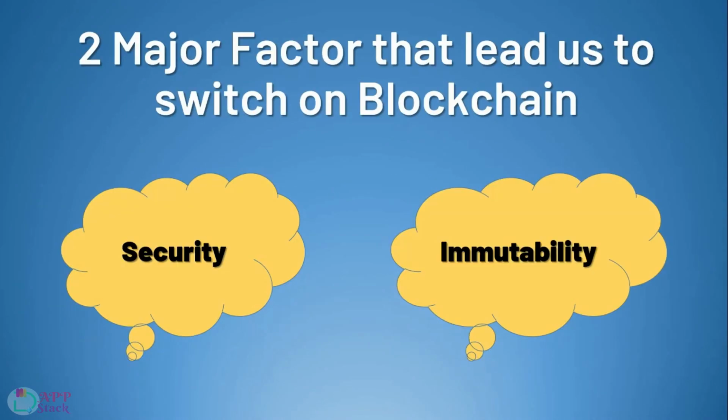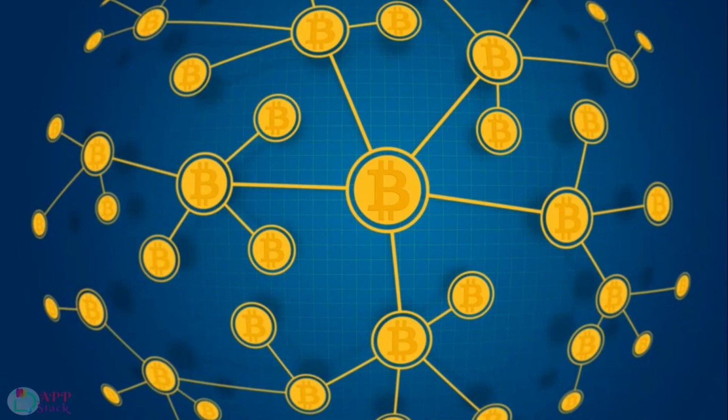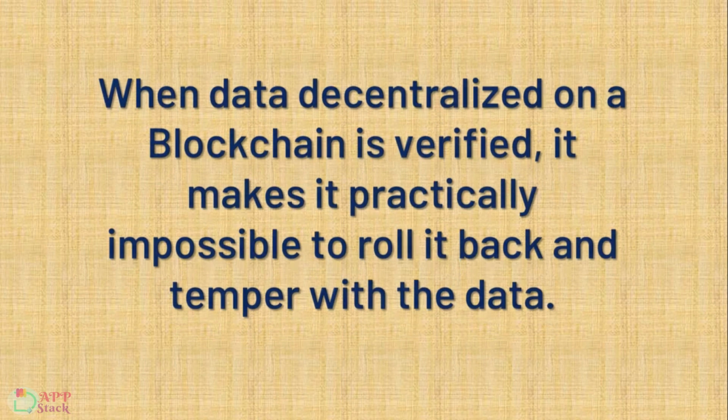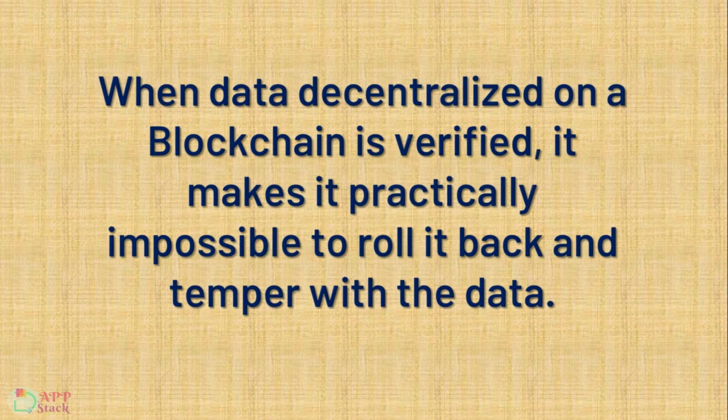Security, trust and accountability are achieved by public key cryptography in blockchain. On the other hand, in terms of immutability, blockchain verifies every unit of block so there is no possibility of tampering with data, and it makes it practically impossible to roll it back.